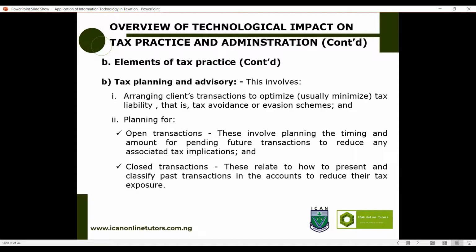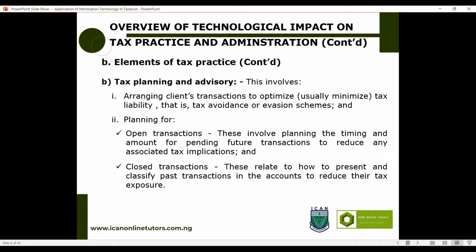Then for the closed transactions, this relates to how to present and classify past transactions in the accounts to reduce the taxpayer's exposure. Now the transactions have occurred already. For instance, the MD of company ABC is a philanthropist and he likes dashing out money. Okay, and for this reason, 25% of the transactions are donations. They are gifts, they are donations. And you know the implication of this? It must not exceed 10% of the total profits for that particular year of assessment. And for the whole transactions, you have 25% as gift and donation already. So you need to manage this.